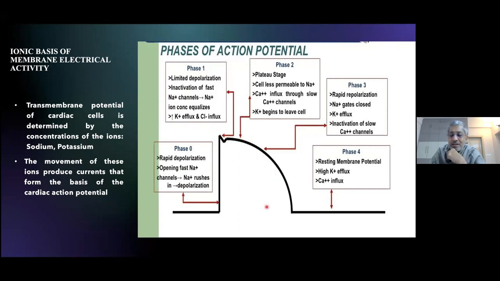Remember one thing: this is just a cardiac cycle of 0.5 seconds of diastole and 0.3 seconds of systole, so we are talking about a part of less than 0.3 seconds. Then there is a plateau phase where the cell becomes less permeable to sodium, until you have phase 3 where the sodium gate is closed.